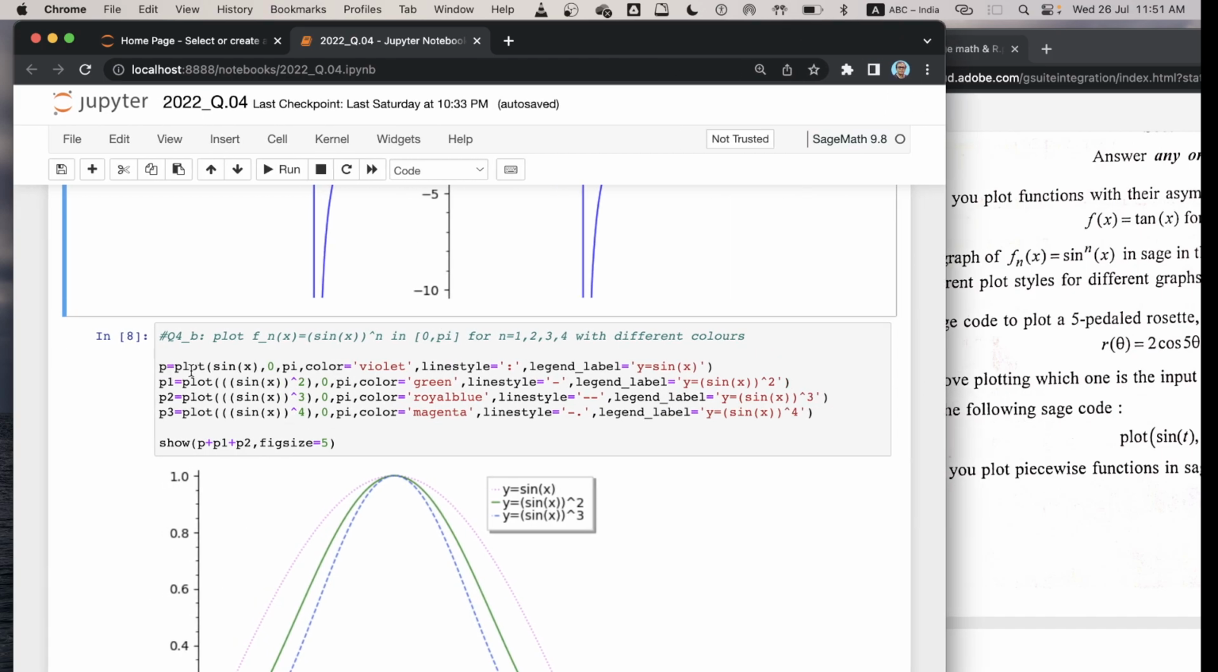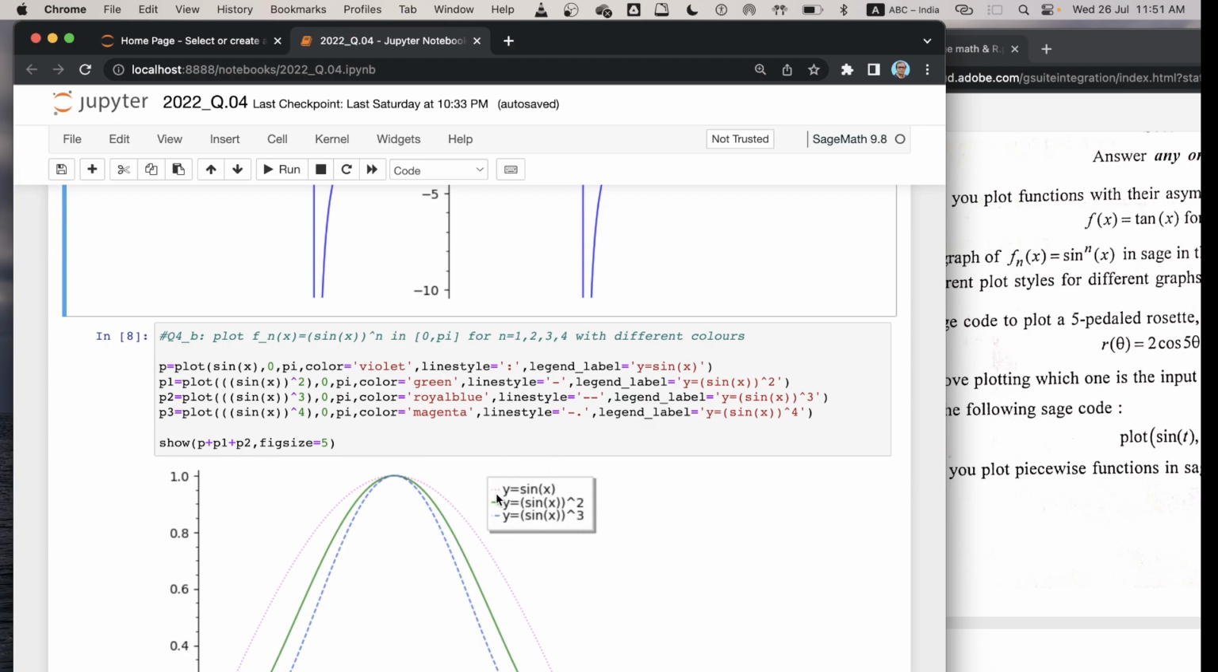question here. P is the plot of sin x, comma 0 to pi, within the closed interval 0 to pi, comma color equal to single quote violet, line style equal to single quote dot colon, comma legend underscore label equal to y equals sin x. So this is y equal to sin x. By the legend label, you get the output here within the box in this graph.